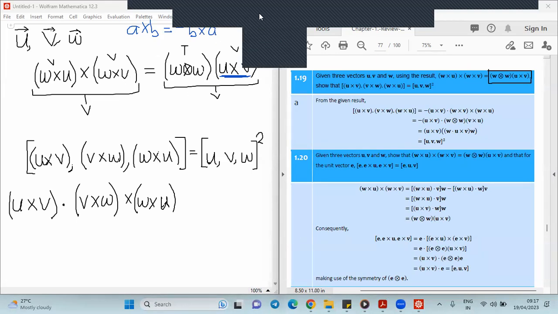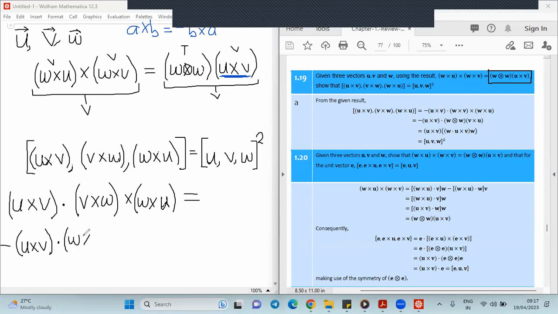So I want us to have this particular relationship. So what I'm going to do is negate this whole thing and say minus U cross V. So that means this is equal to minus U cross V dot, then we have W cross V, I've done that switch that this minus accounts for, cross W cross U.